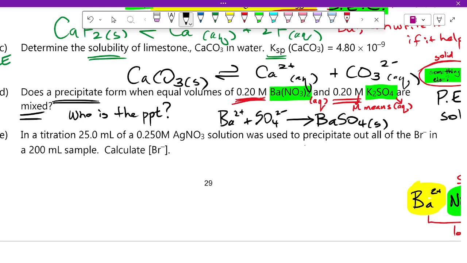Shockingly, it is the precipitation equation because we're looking at silver nitrate being used to precipitate out the bromide. If you haven't already done so, could you please write that equation, the net ionic equation?